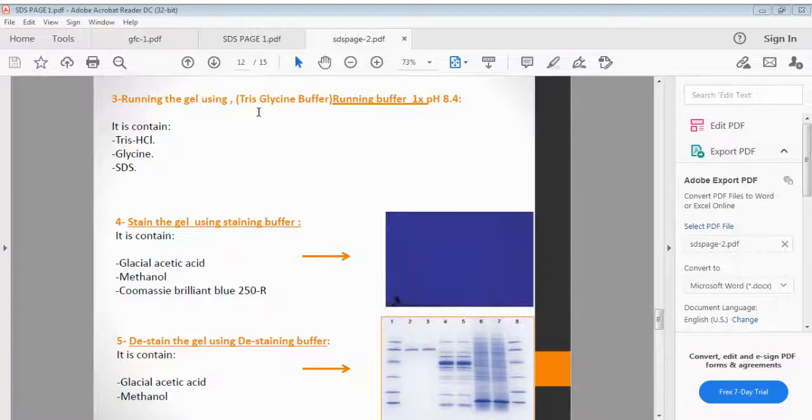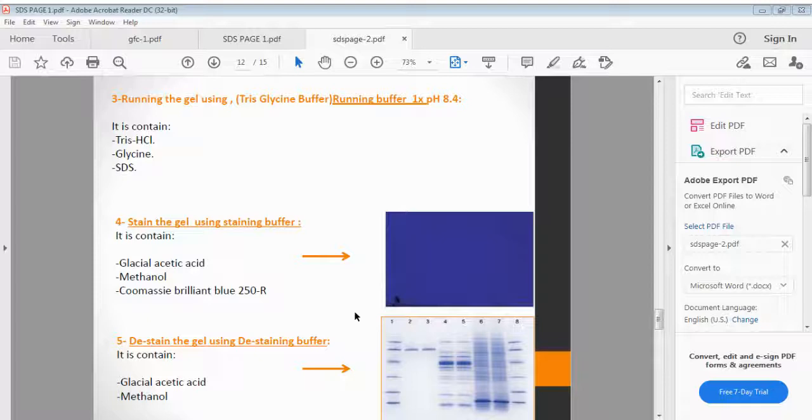Okay, so what is the running buffer? Running buffer consists of Tris HCl, glycine, and SDS. The buffer tank should be filled with the buffer, and it is used for running the electrophoresis. It is called the running buffer or the tank buffer.